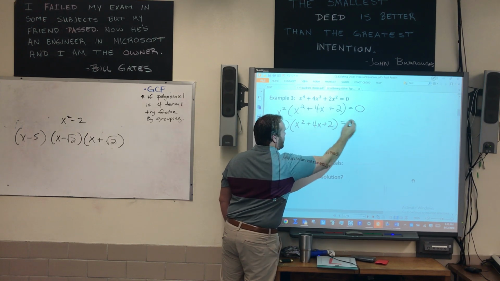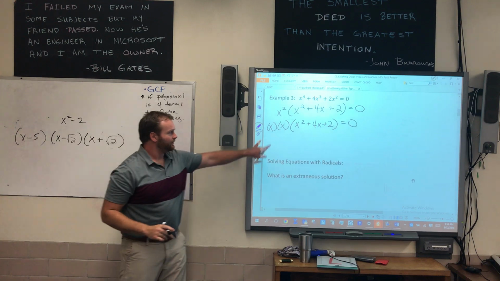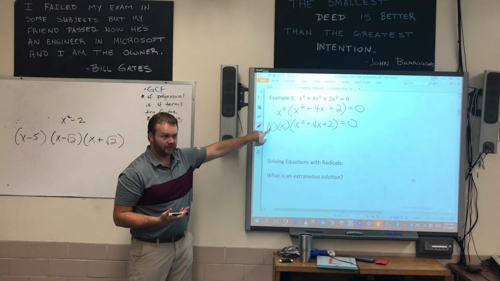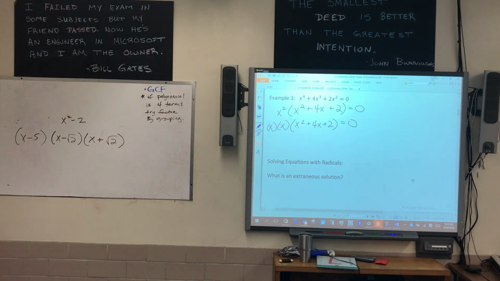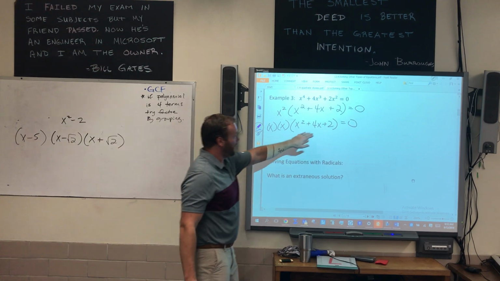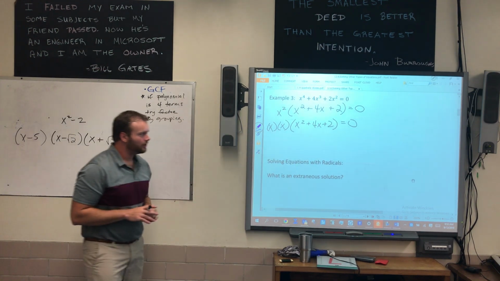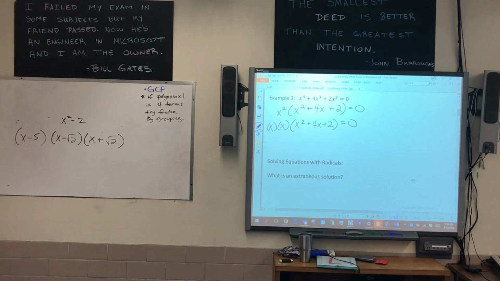All right, now, with WebAssign right now, I'm going to get 0 from that solution there, correct? Right now, all I have to do is type in the 0 one time, okay? But we should also know and be able to start recognizing that that is a double root or a double solution. So that should tell us something graphically. But this thing here, x squared plus 4x plus 2, is a quadratic equation that hopefully we are comfortable solving.